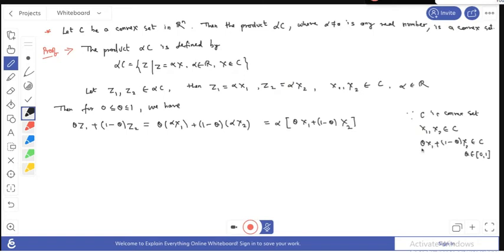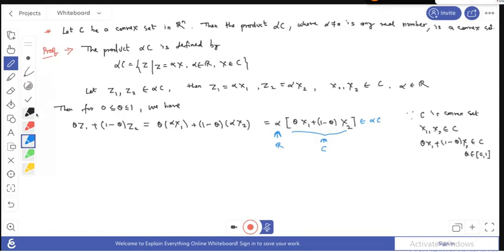This is a point for a particular value of theta. If this point, theta of x1 plus 1 minus theta x2, belongs to the set C, and alpha belongs to R, then alpha of x belongs to the set alpha C. Here this point belongs to C, and alpha belongs to R. If alpha belongs to R and the point belongs to set C, then the product of the two belongs to the set alpha C. That's why this belongs to set alpha C.